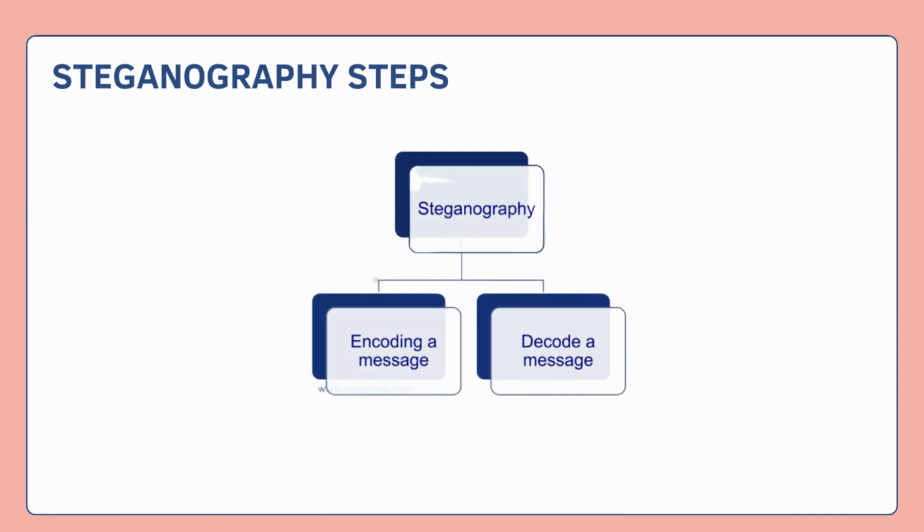Now we have the general steps in steganography. So basically, there are two steps in steganography. One is the encoding of the message, and the other is the decoding of the message.